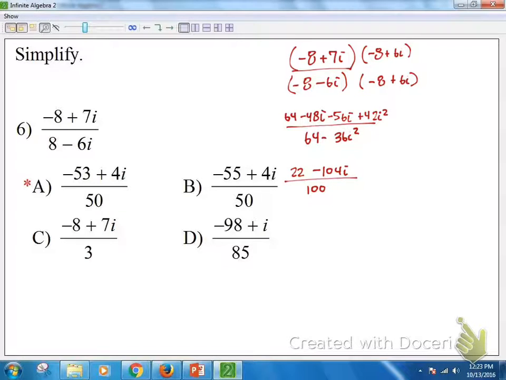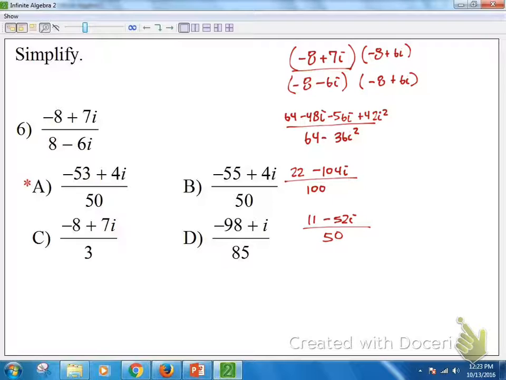And I noticed that I could try to simplify this, but these are all even, so I could definitely simplify, right? 2 goes in each of these. So 22 divided by 2 is 11. 104 divided by 2 is 52. And then the denominator divided by 2 is 50. I hope I got this right.